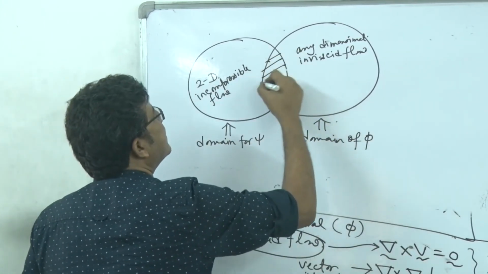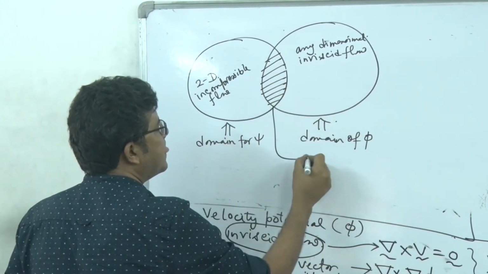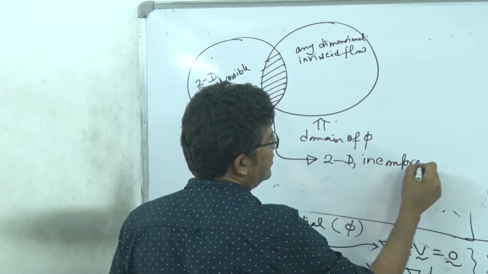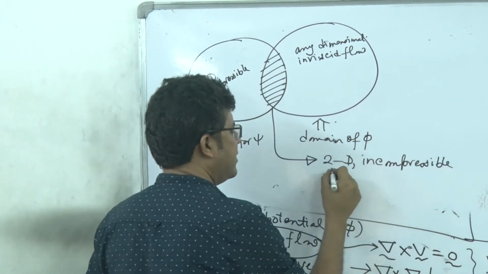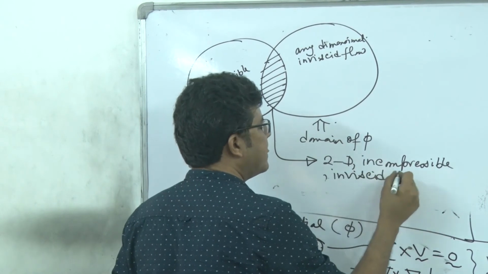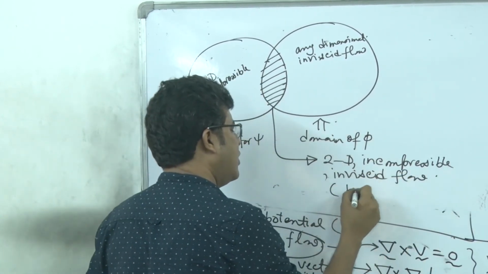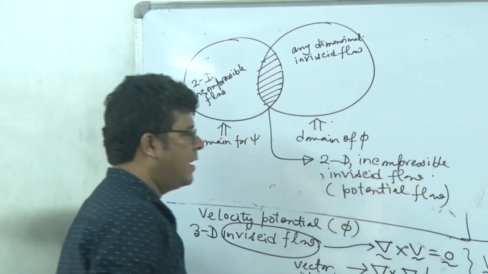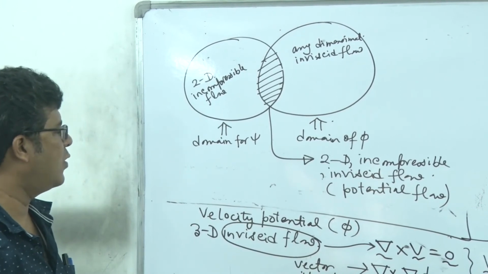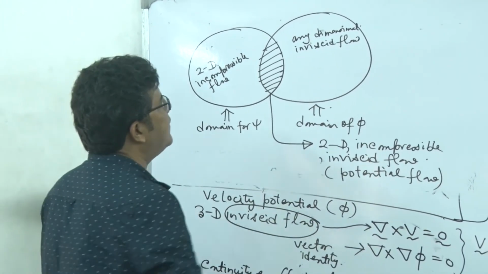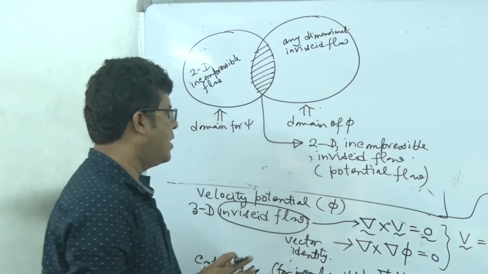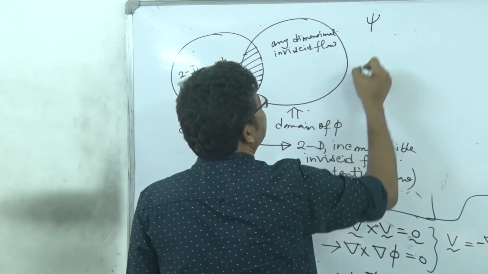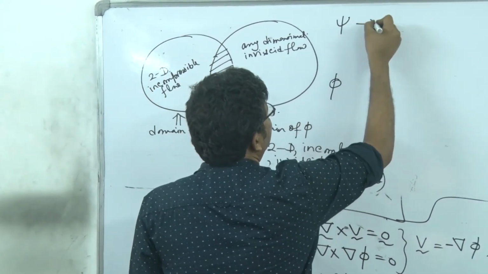So their intersection is 2D incompressible inviscid flow. Right? And that is called potential flow. And there we will have some specific observation regarding phi and xi. So definitely you see 2D incompressible inviscid flow. Right? So xi and phi, what are the properties?